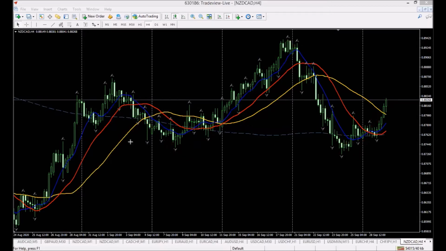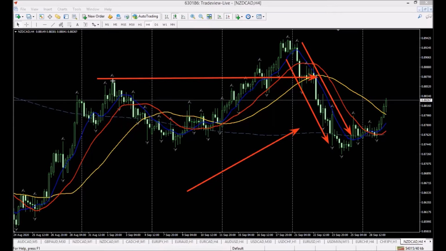Here it is. Here's the piece. This is the trade that we took. It broke this level up, came back below, and then went back above it.